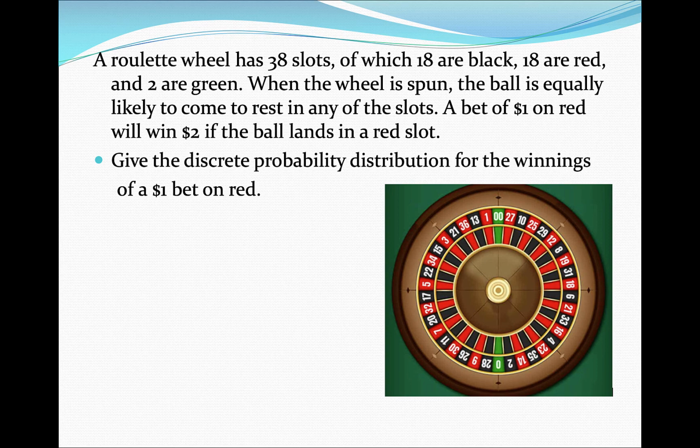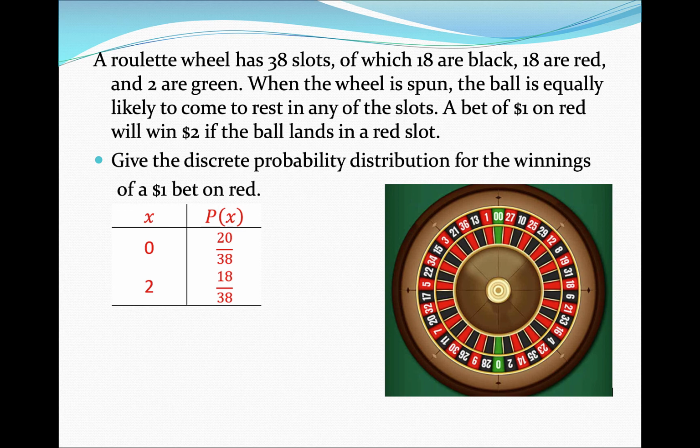So there are 2 possible outcomes for the winnings, because whenever you bet this $1, you're either going to win nothing if the ball does not land on red, or you're going to win $2 if the ball actually lands on red. So your probability distribution is going to look like this right here. There's only 2 possible outcomes for X. X just means I win $0 or I win $2.